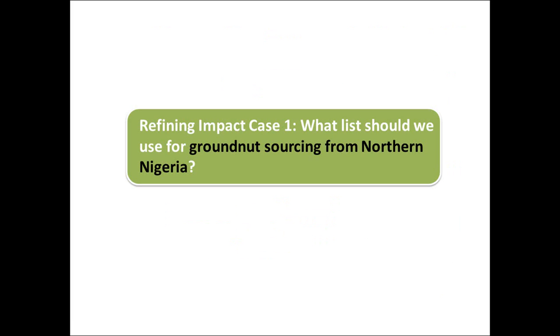Still, even though this tool has successfully identified this initial manageable set, it does not mean that this minimum set of indicators is the list that we should use in this case. Instead, this tool has gotten us to another step in our process where we can ask a more refined question to get at this manageable list. And now we refine our question for this impact case 1 just a bit more to ask, now what list of indicators should we use for groundnut sourcing in northern Nigeria?